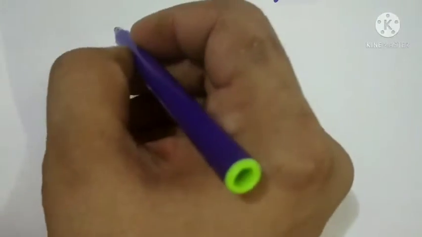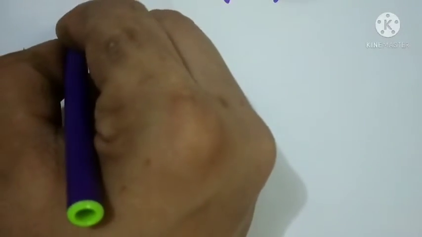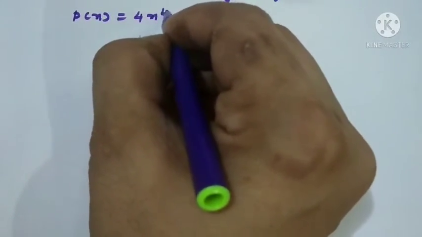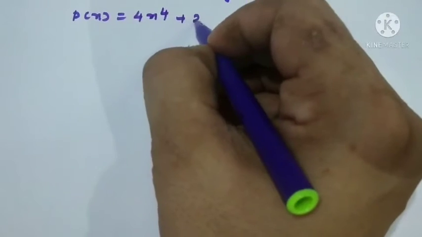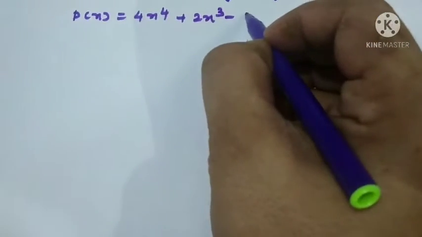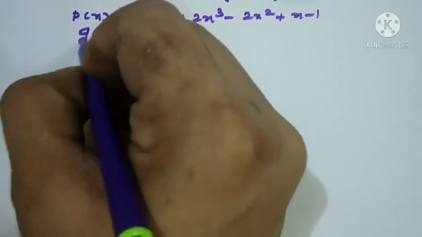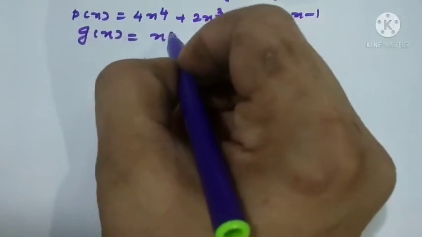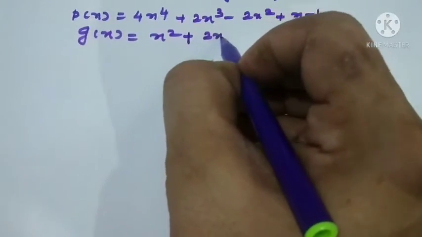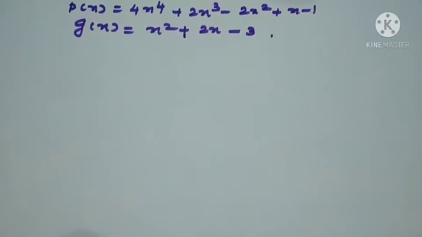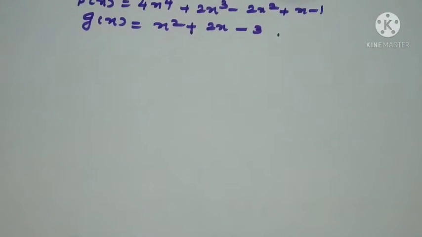Now let us take down what is p of x. P of x equal to 4x raised to 4 plus 2x cube minus 2x square plus x minus 1. What is g of x? X square plus 2x minus 3. Now by long division method only we have to go. We have done 2-3 sums now. The same procedure only: we should write p of x, then do the division.